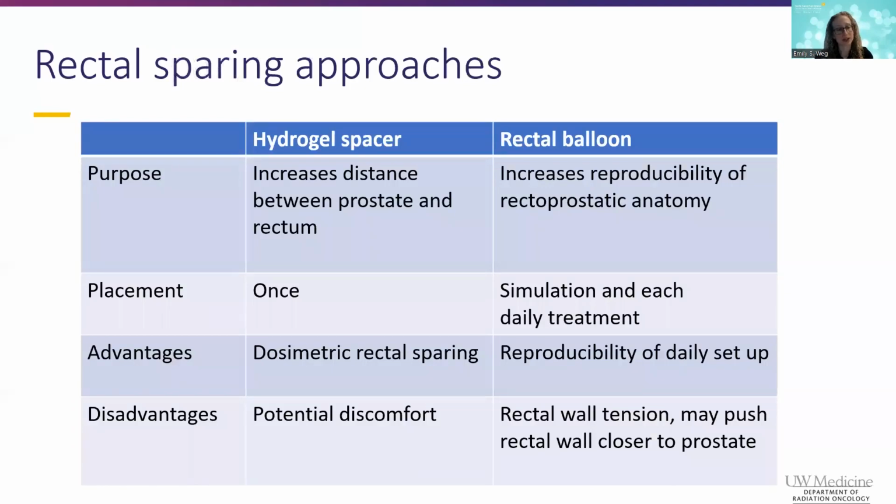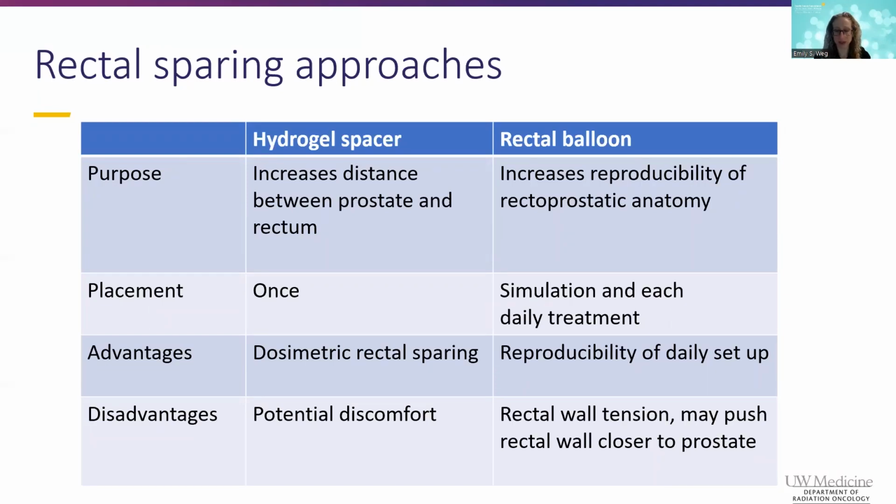And in terms of rectal sparing approaches, many people may have heard of a rectal balloon, which is something that our center used several years ago, but doesn't use anymore, although it is still in use at several facilities. And so just to try and clarify some of the differences between a hydrogel spacer and a rectal balloon, the purpose of a hydrogel spacer is really to increase the distance between the prostate and the rectum, as we saw on the last slide in that picture. The purpose of the rectal balloon is not to increase the distance between those two structures, it's more to increase the reproducibility of that rectoprostatic anatomy.